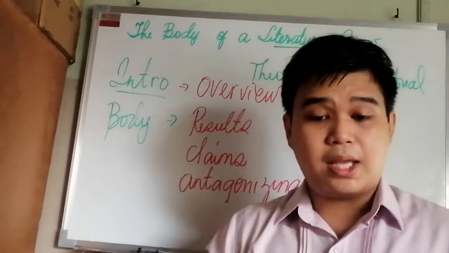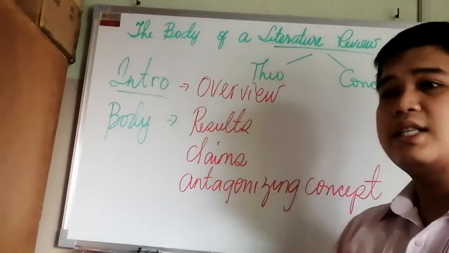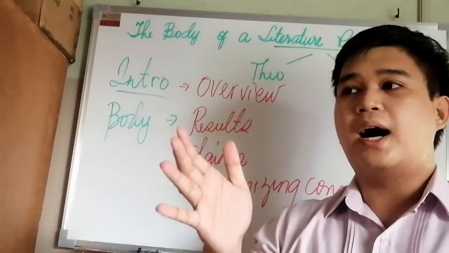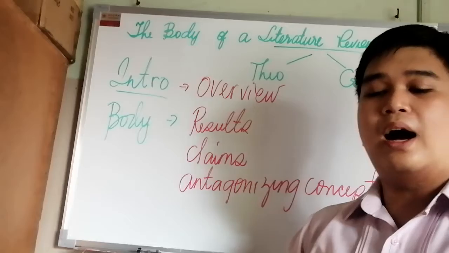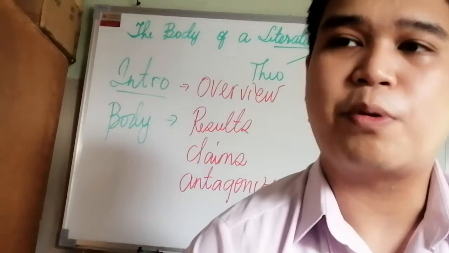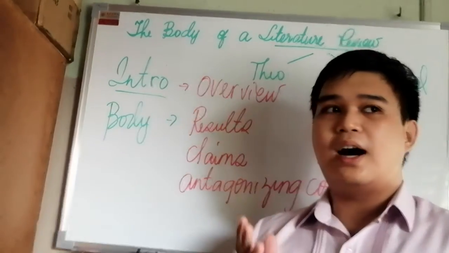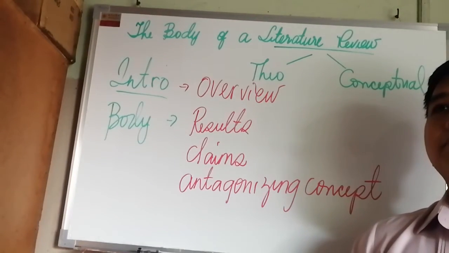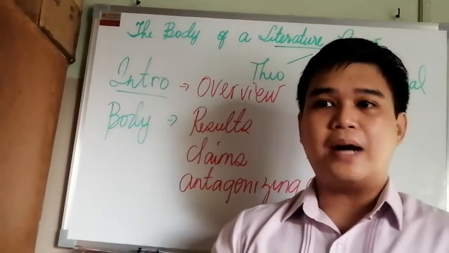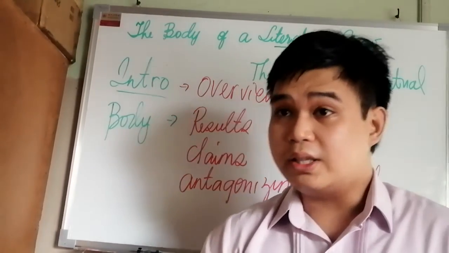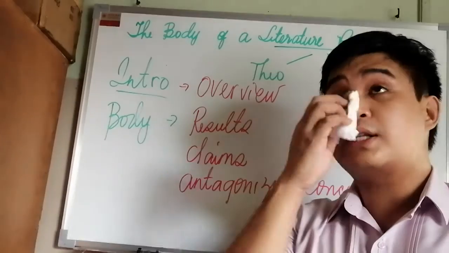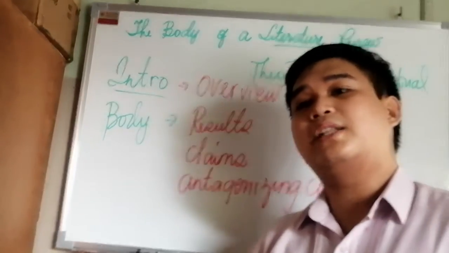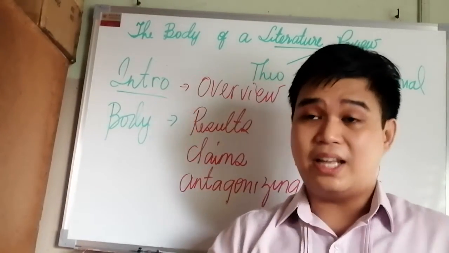So, ibig sabihin, it only means that when we say review of related literature and studies, it does not only show concepts and results from other studies, and it does not only show some conclusions coming from other studies that may support our study. Hindi lang siya yung mga bida, okay? Pinapakita din ng literature review yung kontrabida sa study natin.